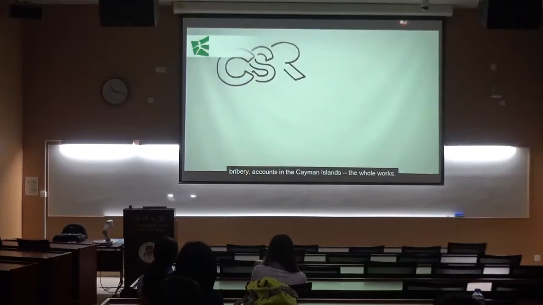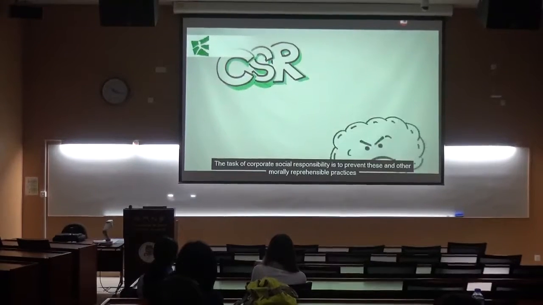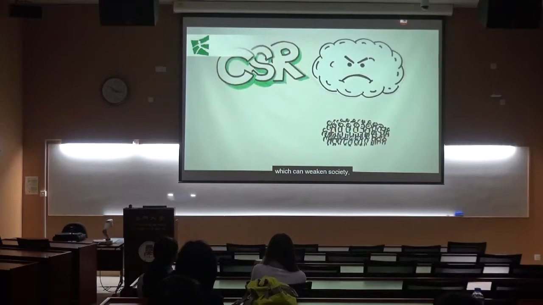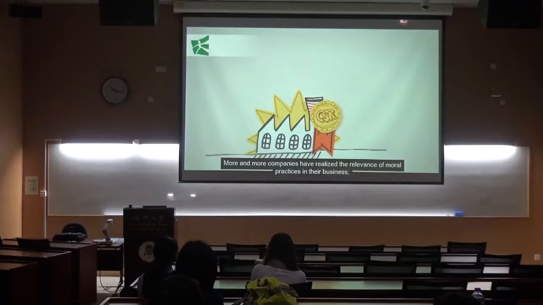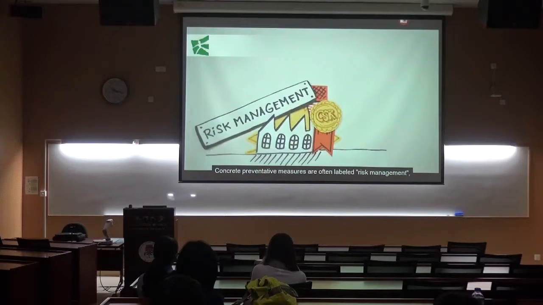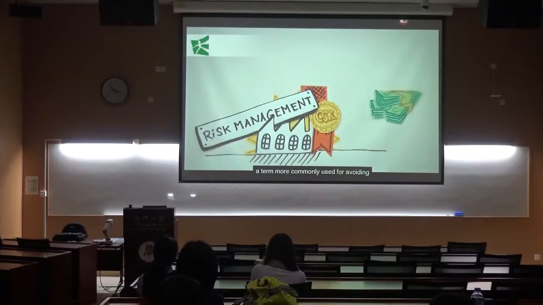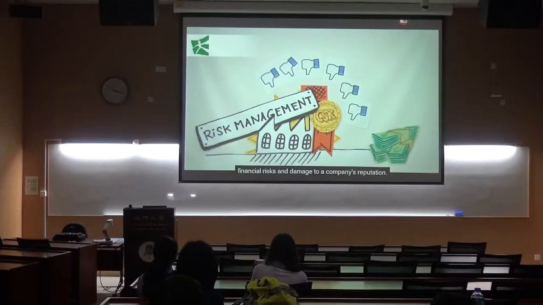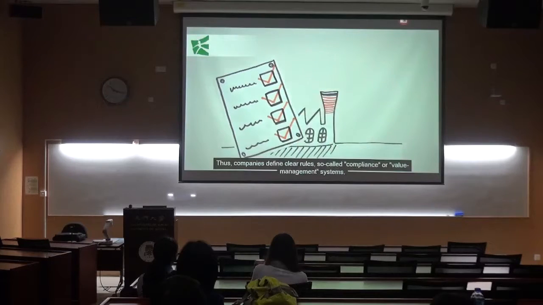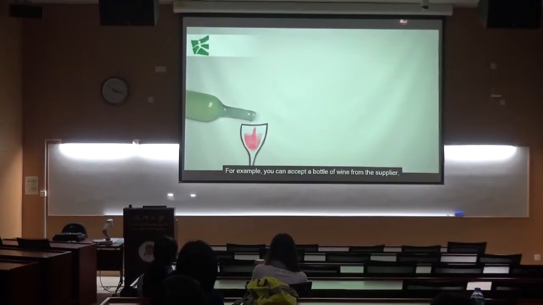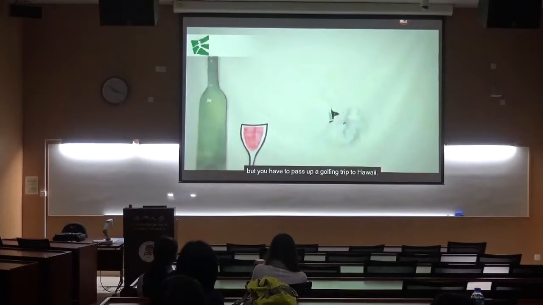The task of corporate social responsibility is to prevent these and other morally reprehensible practices which can weaken society, damage companies, and hurt employees. More and more companies have realized the relevance of moral practices in their businesses, even though they have not always sufficiently implemented CSR yet. Concrete preventative measures are often labeled risk management, a term more commonly used for avoiding financial risks and damage to a company's reputation. No one likes bad press, right? Thus, companies define clear rules, so-called compliance or value management systems. For example, you can accept a bottle of wine from the supplier, but you have to pass up a golfing trip to Hawaii.